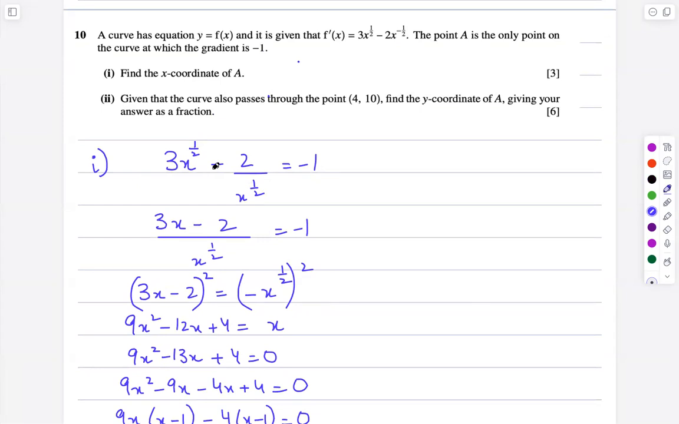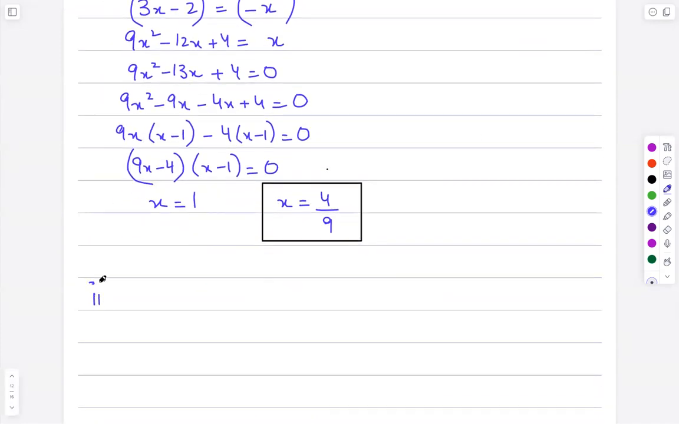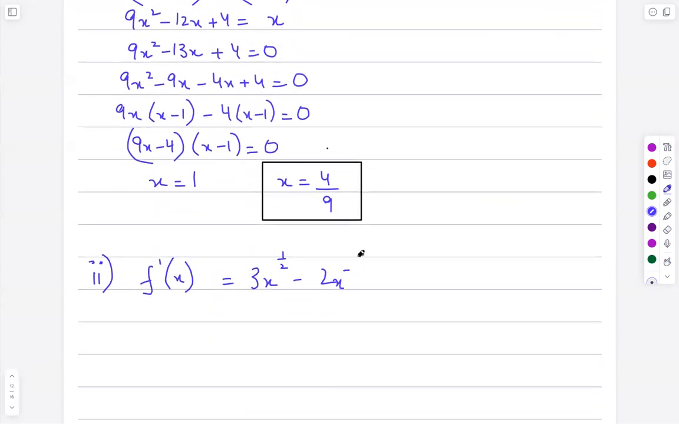In part 2, it says given that the curve also passes through the point 4, 10, we have to find the y coordinate of A, giving our answer as a fraction. Now to find the y coordinate of A, we first need to find the equation of the function f of x. So we know that f dash of x is equal to 3x to the power half minus 2x to the power minus 1 upon 2.